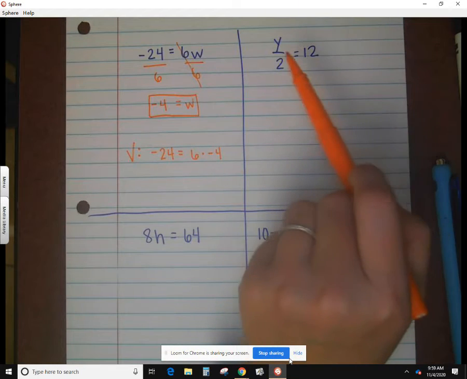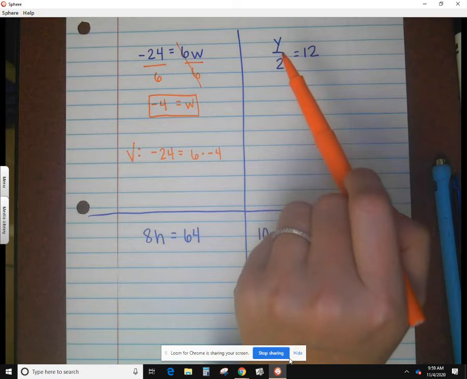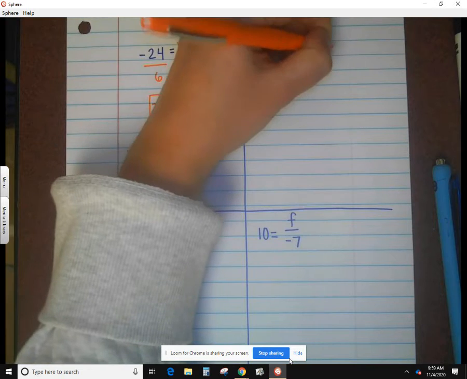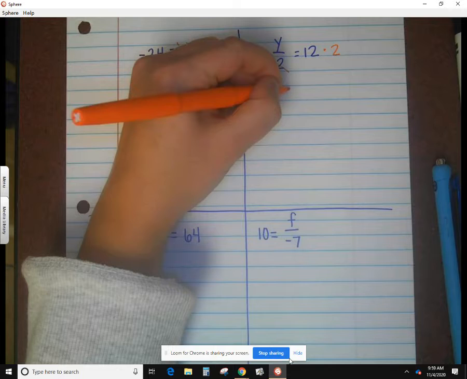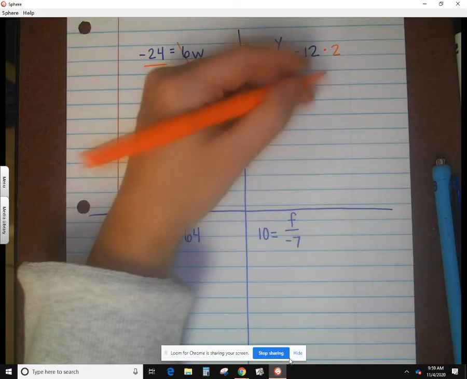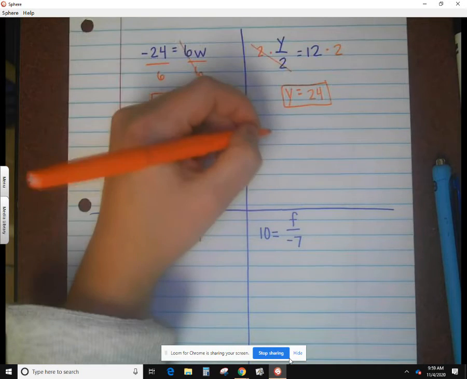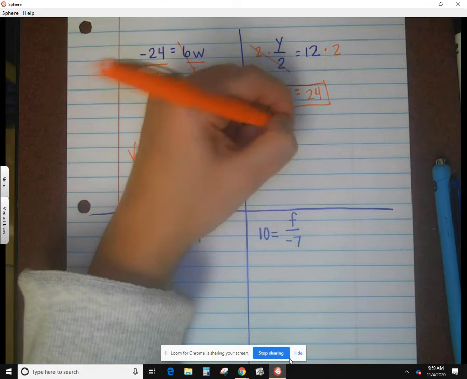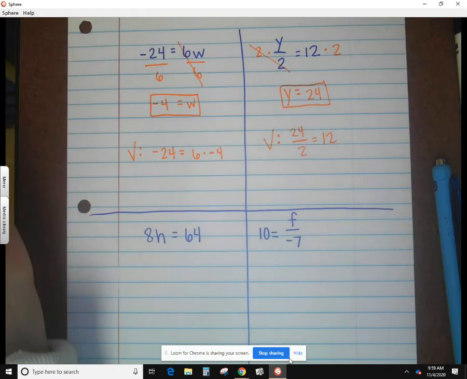On this next one, we have division. We want to get y by itself, so we have to get rid of divided by 2 by using the opposite, the inverse operation. So we're going to multiply by 2. The multiplication and division cancel each other out, leaving just y. And 12 times 2 is 24, so y equals 24. So again, if I double check that, 24 divided by 2 should give me 12, and it does.